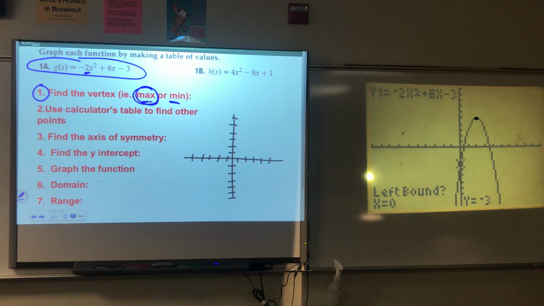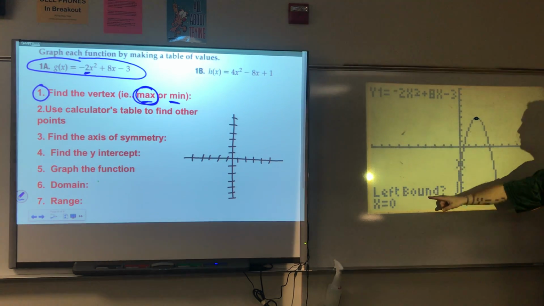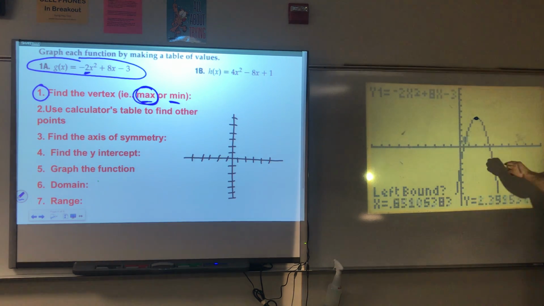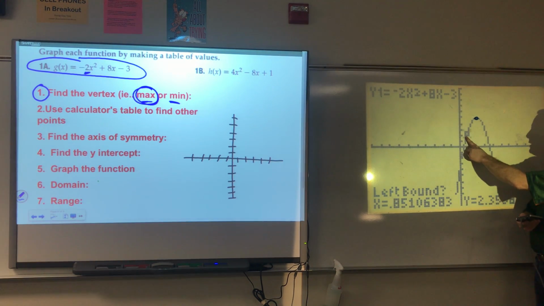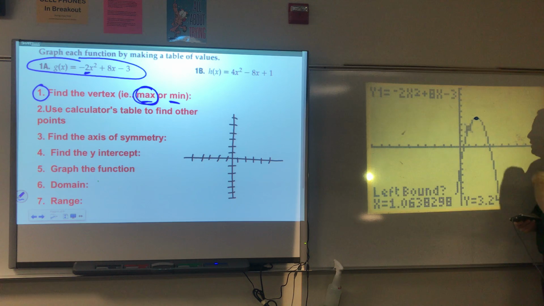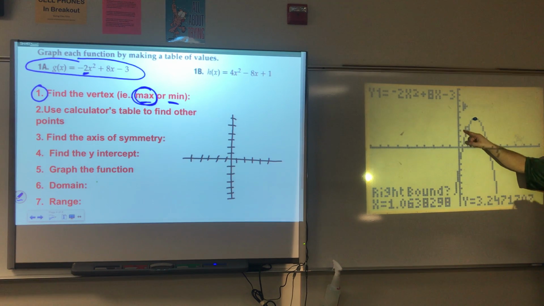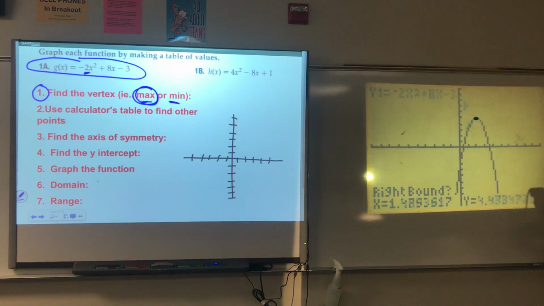When I get back to the screen, down at the bottom it says left bound. What this means is we're going to take our cursor and put it on the left-hand side of the vertex, just up over the hump on the left-hand side, and press enter. Then it's asking me for a right bound. That means I go up and over the hump to the right side of the vertex, just a couple clicks, and press enter.